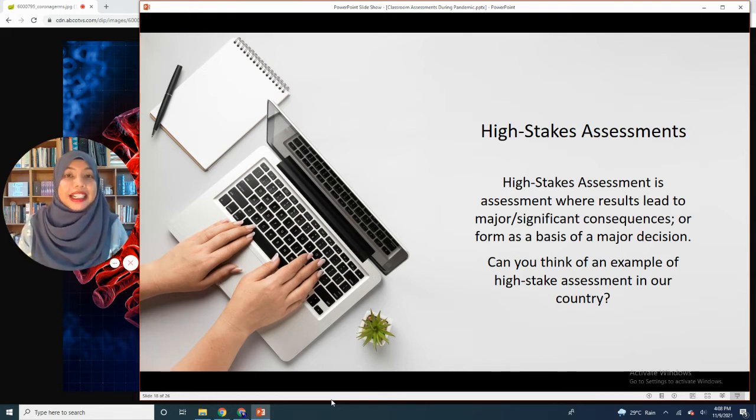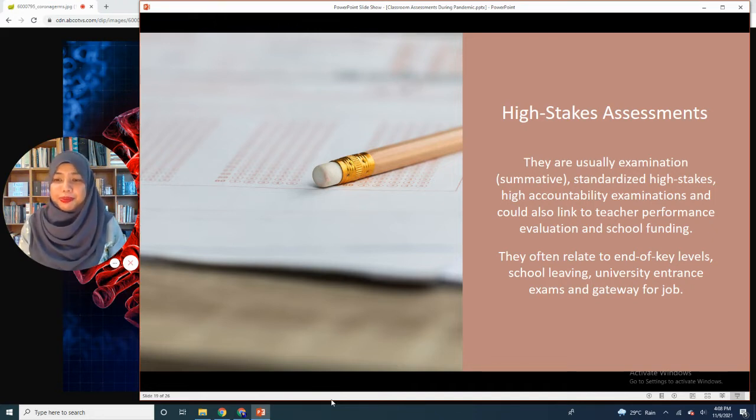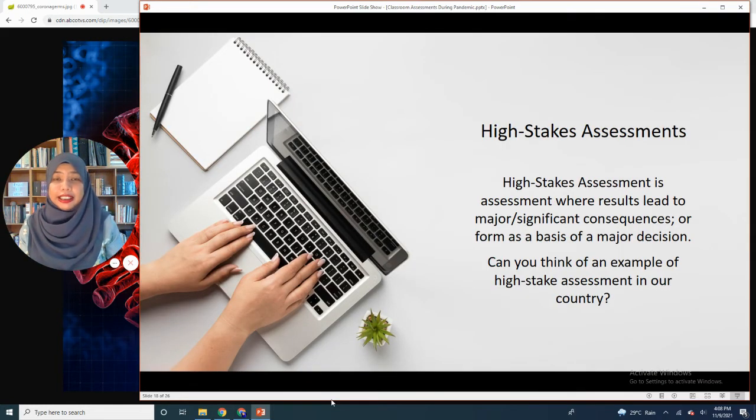Every country would have at least one high stake assessment, and this assessment produces results that impact significantly on the lives of the candidates or the test takers. And this would be in the sense of end of key levels. It determines candidates' competency and levels of achievement, the school leaving certifications. The same results would be used for university entrance and as well as for job applicants. So given the significance of this high stakes assessment, that is why it's called high stakes. Okay, the risk is too high, the stakes is high. And in Malaysia, can you think of an example of high stakes assessment?